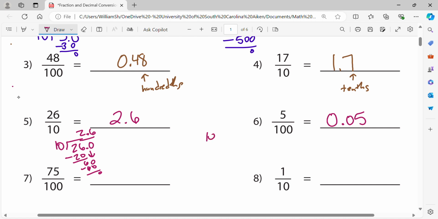We can divide 100 into 5. Keep in mind, 100 won't go into 5, so we've got a 0 there. I add a decimal 0. 100 won't go into 50 either, so I need to add another 0. And 100 will now go into 500 5 times. 100 times 5 is 500. Subtract those 2 there. And you can see we have 0.05.